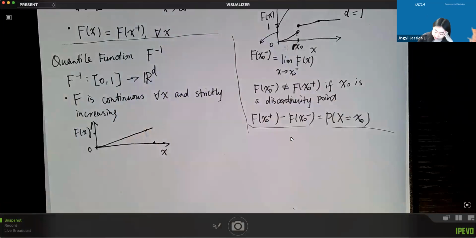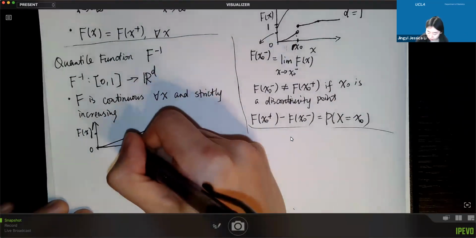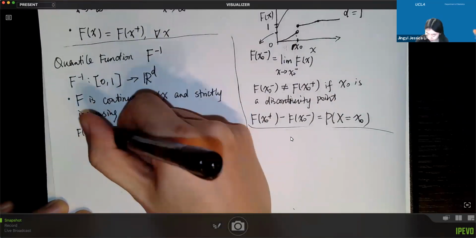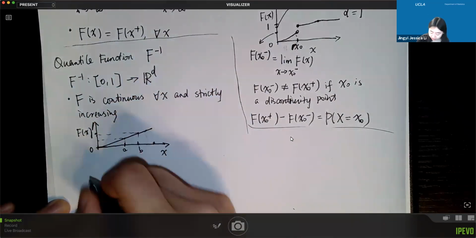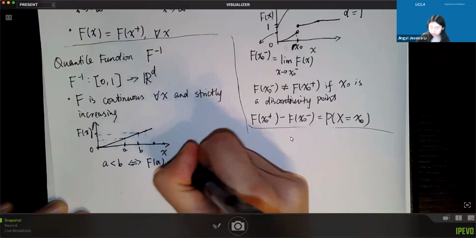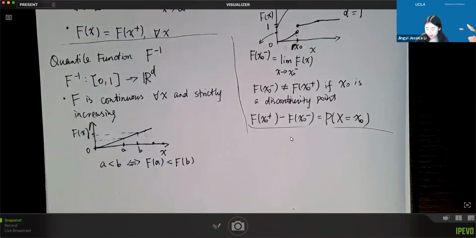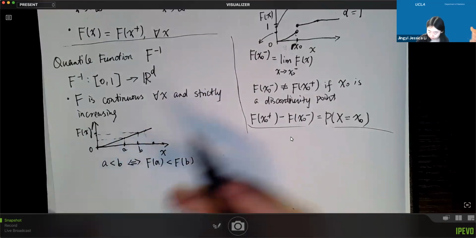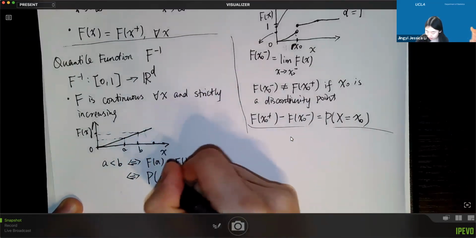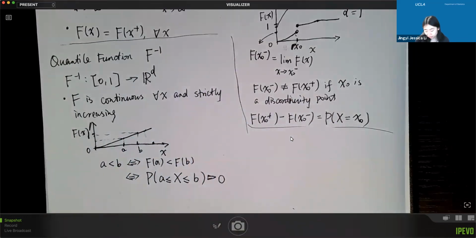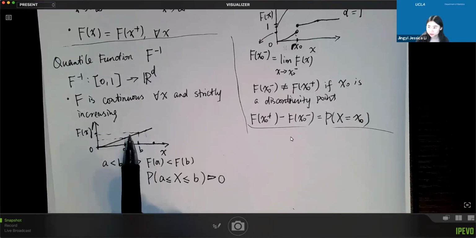What does it mean here? It means that if I take any interval in my domain, A, B, as long as A is less than B, then F(A) is less than F(B). This is what I mean by strictly increasing. So for any interval with non-overlapping endpoints, the interval itself must have positive probability: the probability that X lies between A and B is positive. This is the simple case, and mathematically, this kind of function has a straightforward way to define its inverse.